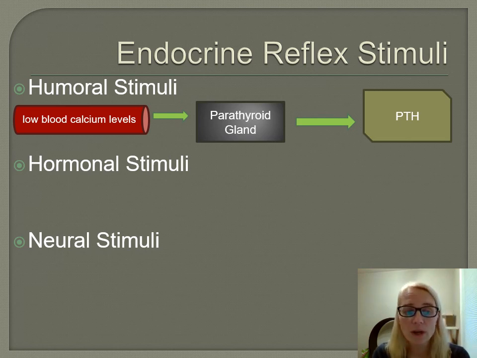The next one is called hormonal. It is an organ that releases a hormone in response to the arrival of another hormone.